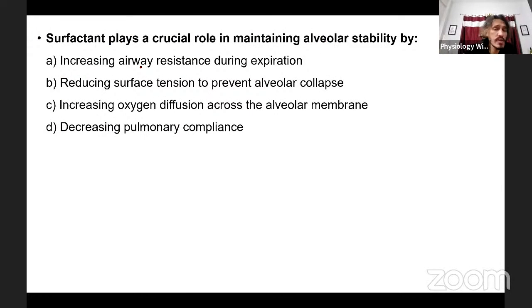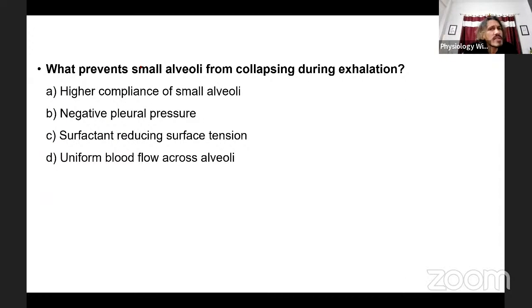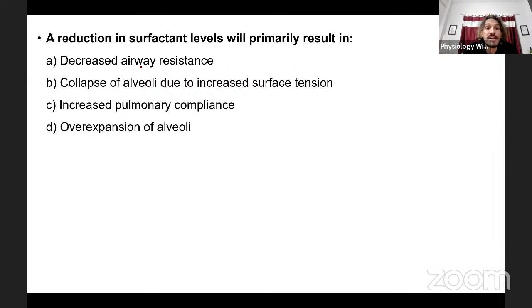So take a look at this question. Surfactant plays a crucial role in maintaining alveolar stability by reducing surface tension, thus preventing collapse. What prevents small alveoli from collapsing during exhalation? Surfactant reducing surface tension. Reduction in surfactant levels will primarily result in collapse of the alveoli.